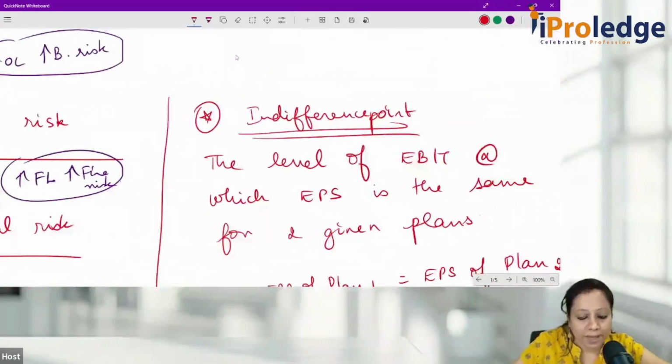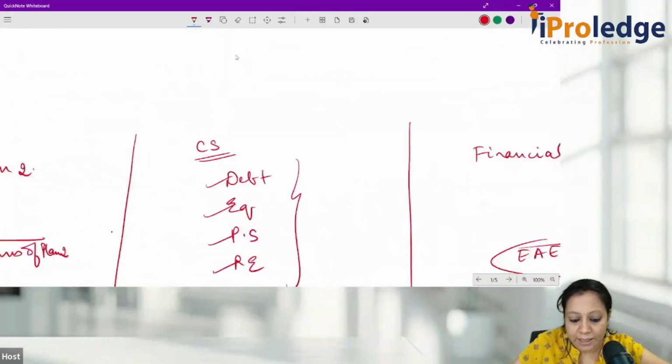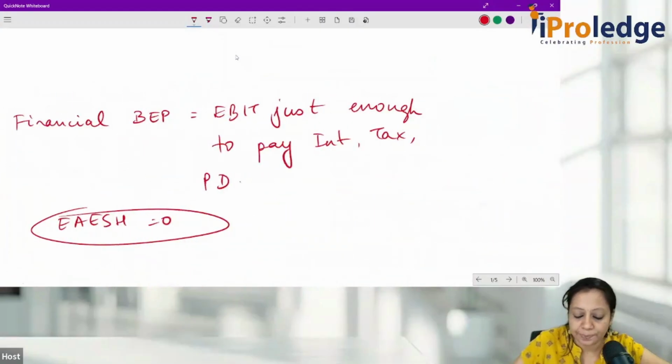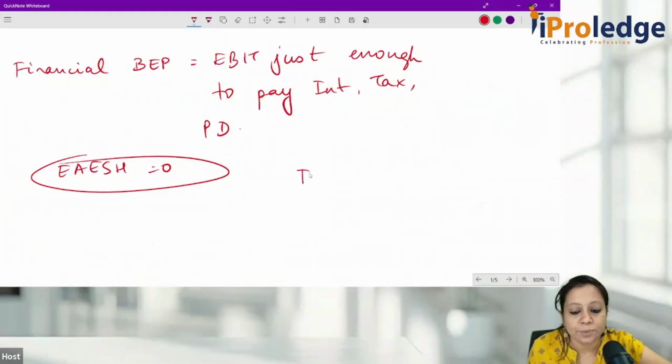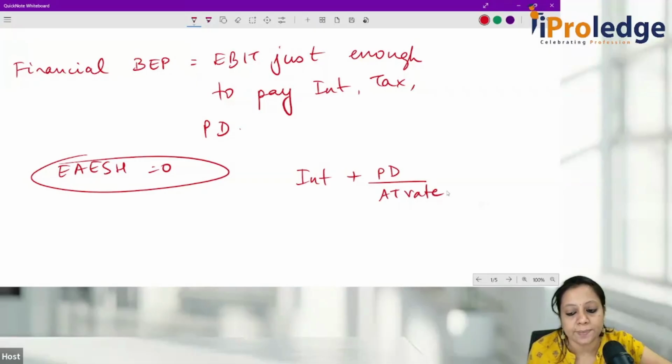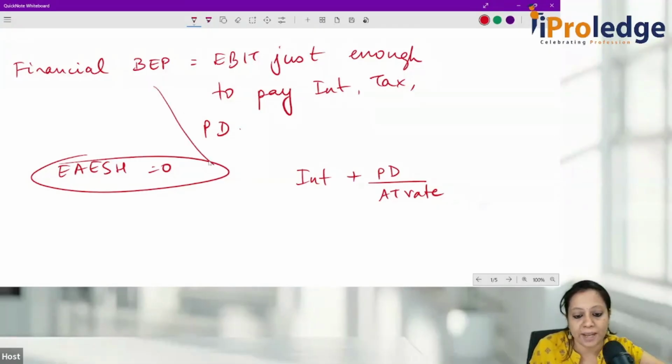I'm not diving more deep into this because we have multiple concepts to discuss, but what is the formula? The formula is going to be interest plus preference dividend divided by after tax rate. In the ICSI material, when we solved, we discussed that there is a small printing mistake. Please be aware of it. I'm telling this for students who have not paid attention at that point in time or who have missed the class. So interest plus preference dividend divided by after tax rate. This is the formula for financial break-even point.